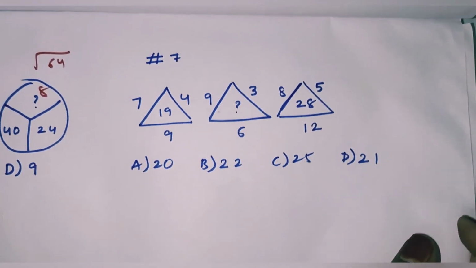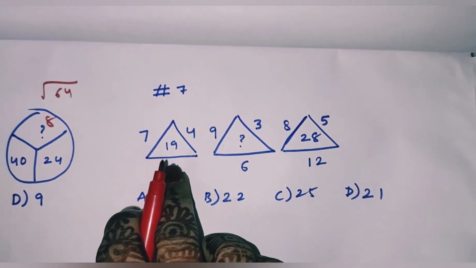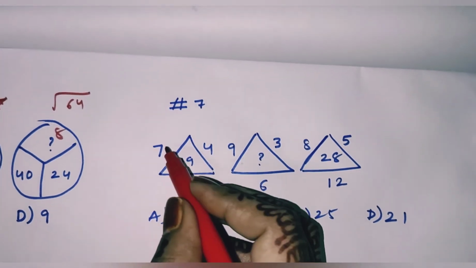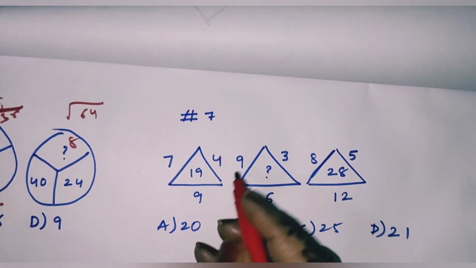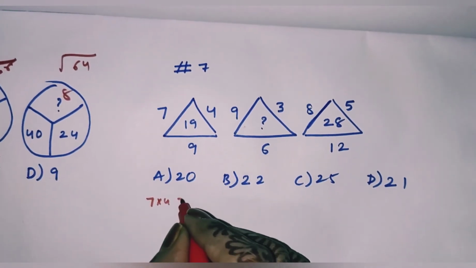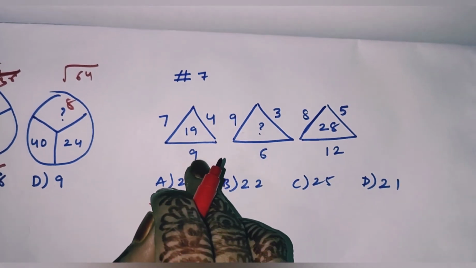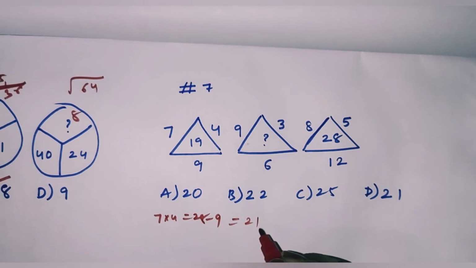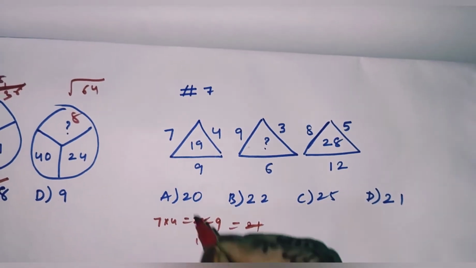Moving on to the shortcut number 7, 7 4 19, 9. In the second question, they have given question mark. Try to find out the relation, friends. 7 4s are how much, friends? 7 into 4 equals 28. If you subtract this number from 28, how much will you get here? 19. Here the logic is correct.